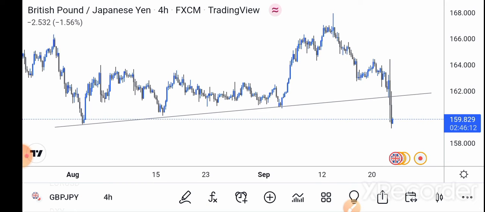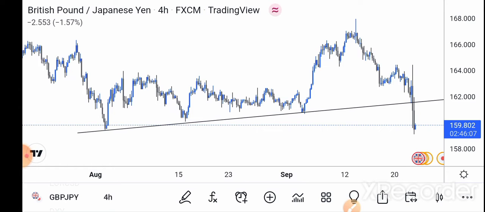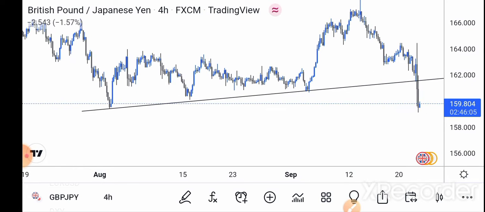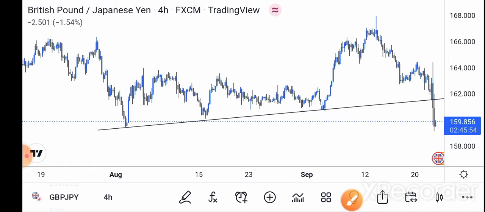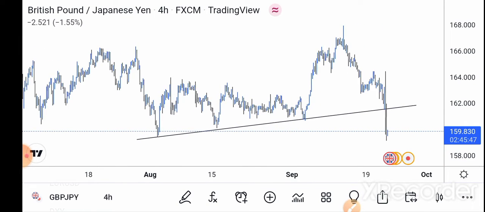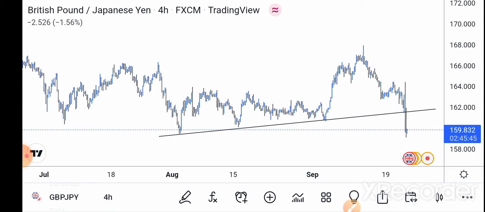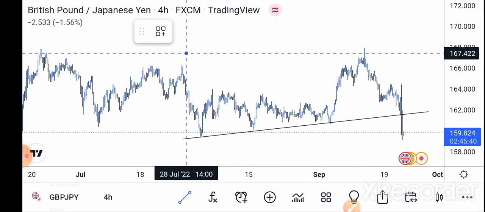Now, let me make it a little bit darker. All right. So this is a noticeable uptrend. It wasn't really steep like this one now, which was very, very sharp. But still, we can call it an uptrend because it's not on a plain level. Then right here on top, there was also a support point.